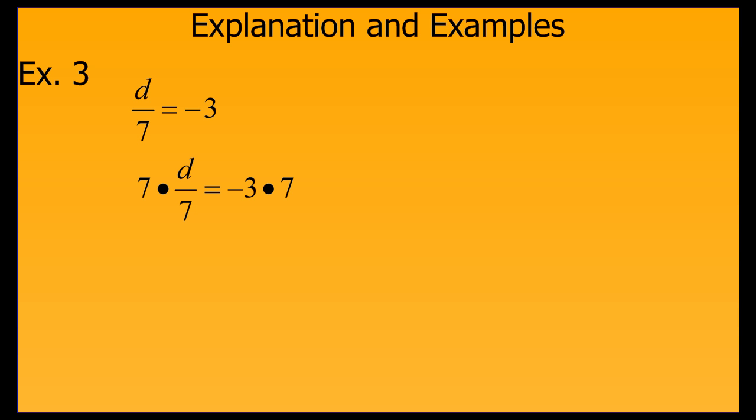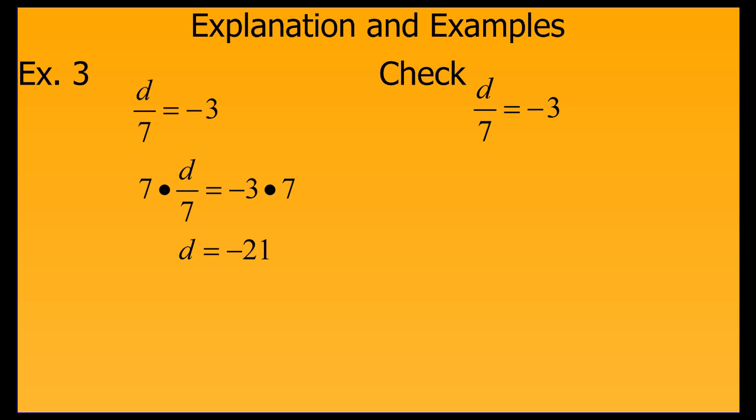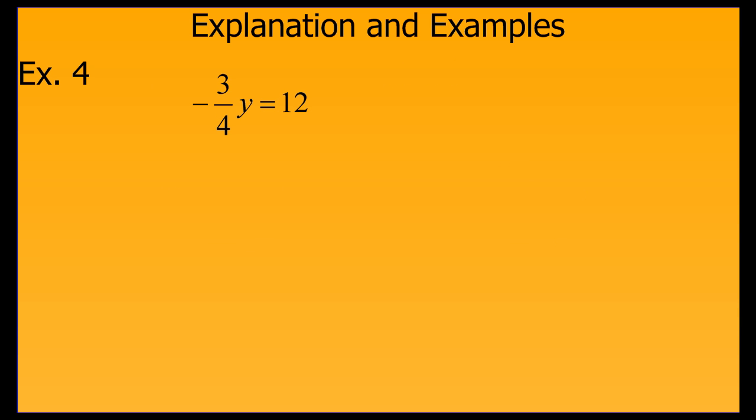Remember, anything you do to one side of an equation, you must do to the other side if you want the two sides to remain equal. When we simplify, we get -21. Once again, we check our answer by rewriting the original equation, then substituting in our answer and simplifying. Our solution checks. Example 4 looks a little more complicated, but we approach it the same way.